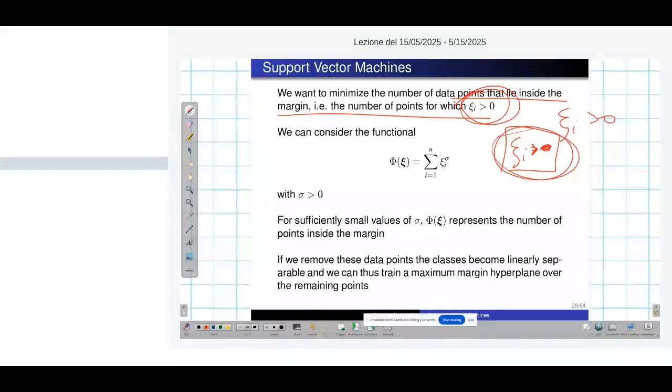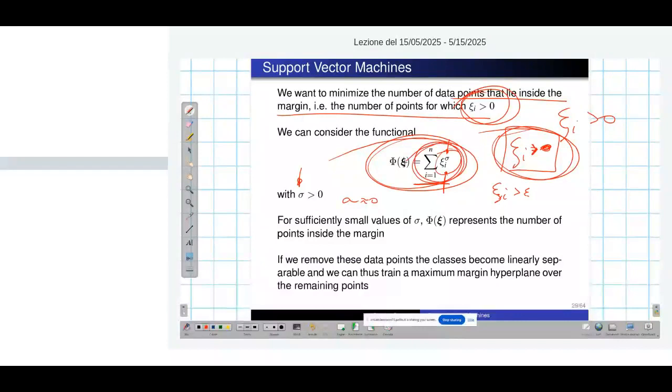Now, minimizing the samples for which this happens is quite problematic, because we need to define a function that, given the values of the ki's, maps these values to the number of points for which ki is positive. And we would still need this function to be differentiable, because otherwise it becomes difficult to work with. One possibility is to consider the sum of the values ki exponentiated to a power sigma. If sigma is close to 0, then as soon as ki becomes larger than a small value epsilon, this value will become 1, which means that for a small enough sigma, this is very close to the number of samples for which ki is greater than 0.